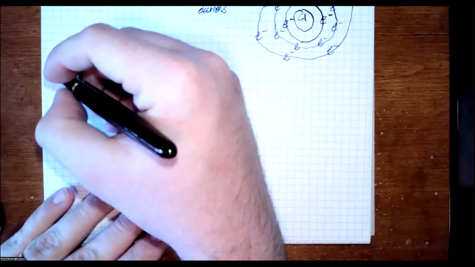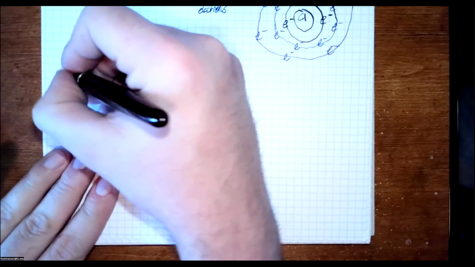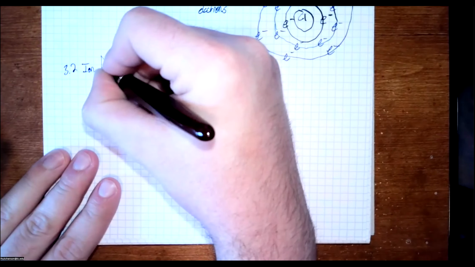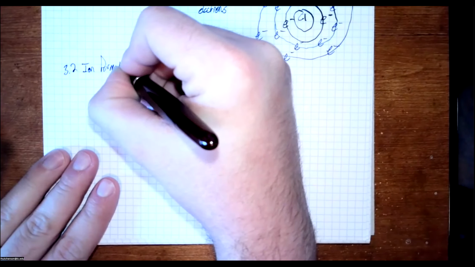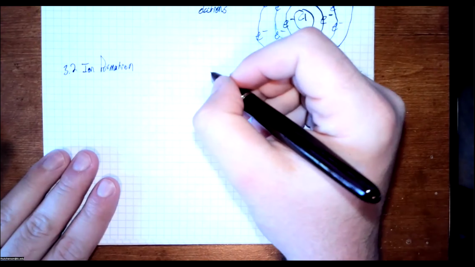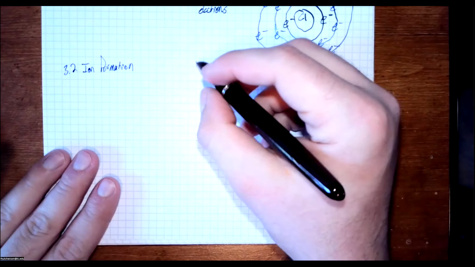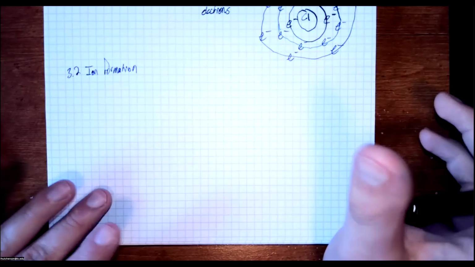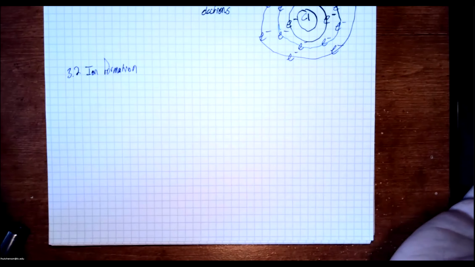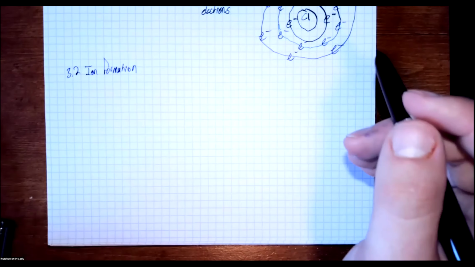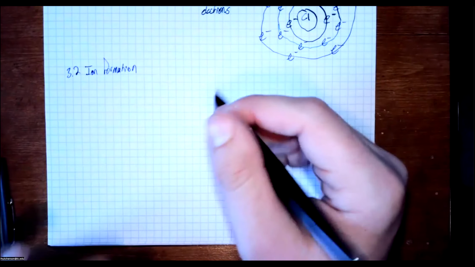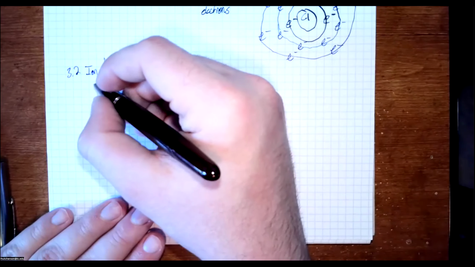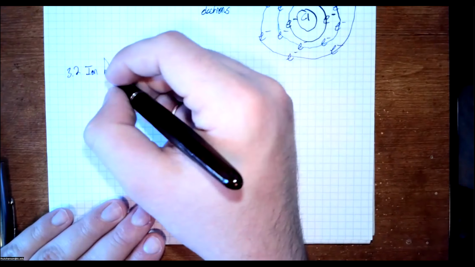So if we go into section 3.2, 3.2 is on ion formation. Everything that we've talked about up to this point, we have assumed that our number of protons and our number of electrons are equal. That gives us an atom with an overall neutral charge. Turns out that's not always the case.